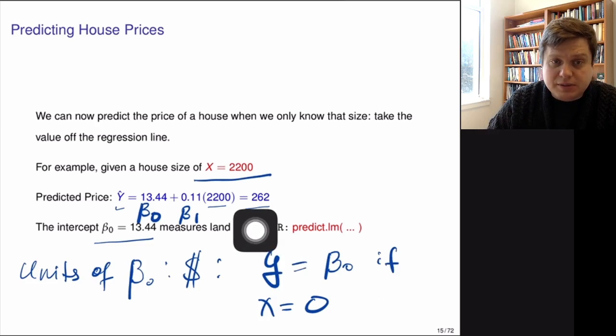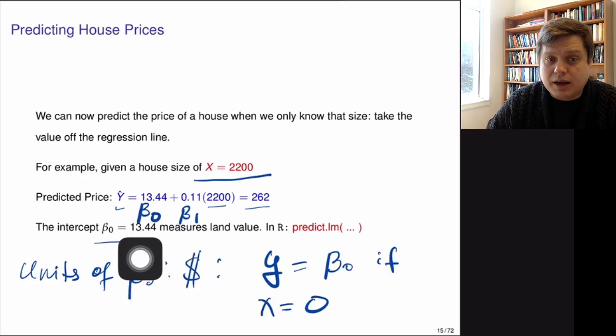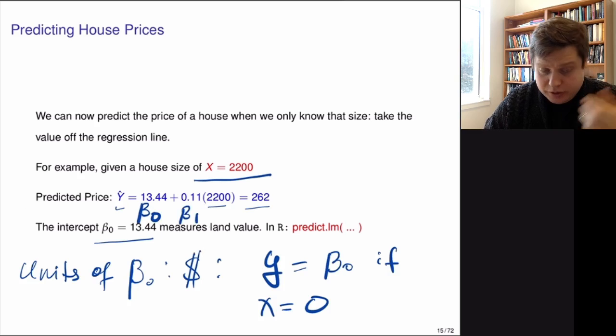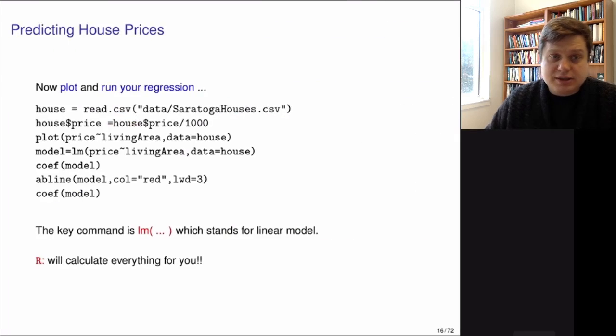So we tried to predict the price of the house, and we also did the interpretation. So we can learn something from the model. We learned that $13.44 thousand is the average price of a land in the Saratoga County. And we also learned that an average price per square foot of a house on that property is $110. All right, so we do prediction and we do interpretation in this housing example.